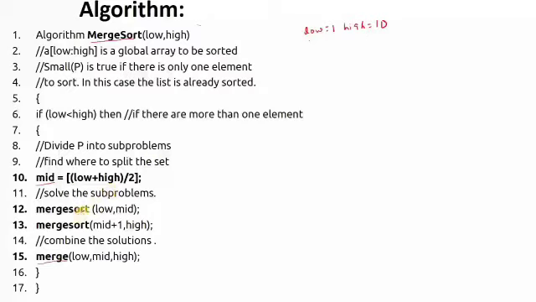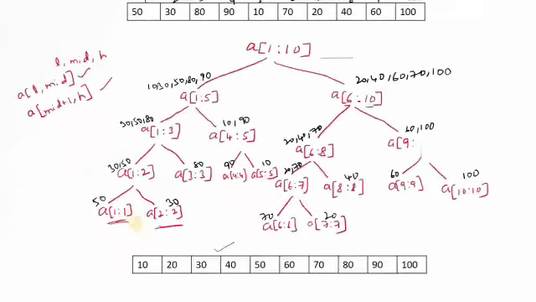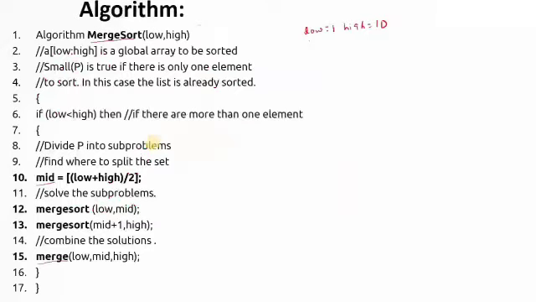Now what I am doing here is MergeSort of low comma mid, and mid plus 1 comma high. What is the meaning here? So if this is an array, you can see A of low comma mid, mid plus 1 comma high. All these sub-problems have to be solved again. So this is the recursive procedure. Here we need to apply it and combine the solution.